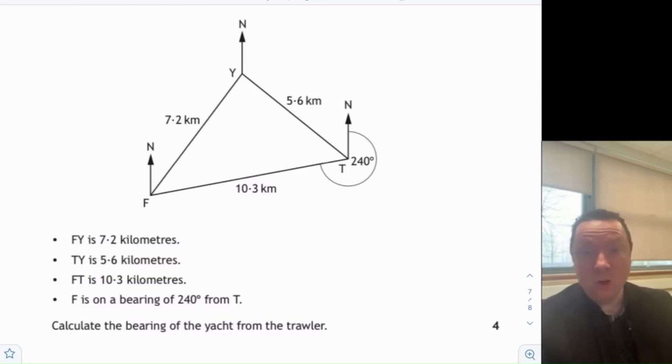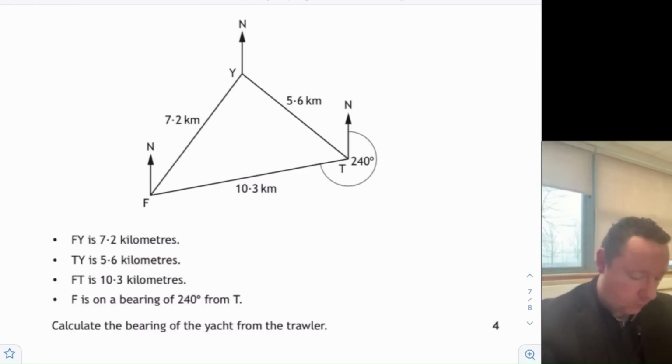Just check that it's actually already in the diagram. So it says FY is 7.2 kilometres. It is. TY is 5.6. It is. FT is 10.3. It is. And it says that F is on a bearing of 240 degrees from T. 240 degrees from T to F. Good. It says calculate the bearing of the yacht from the trawler.